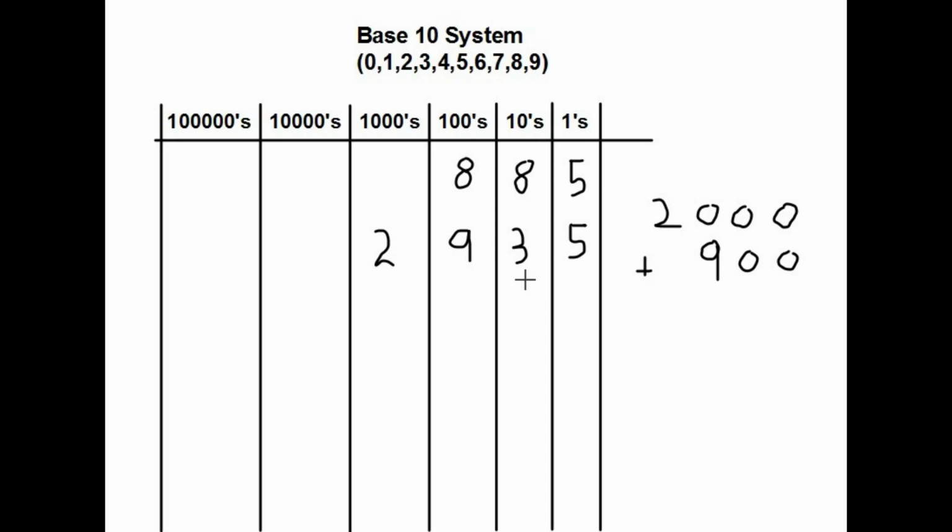This digit has a face value of 3 and a place value of 10. Therefore its actual value is 30. And this digit has a face value of 5 and a place value of 1. Therefore its actual value is 5.